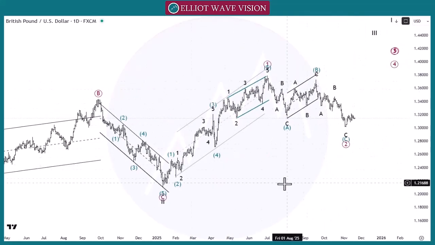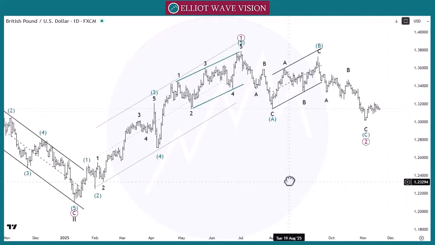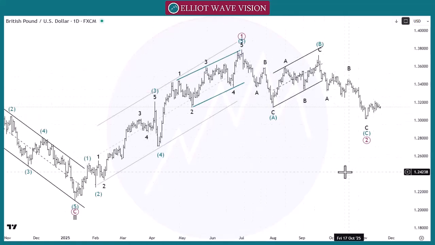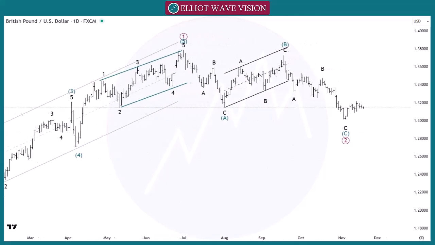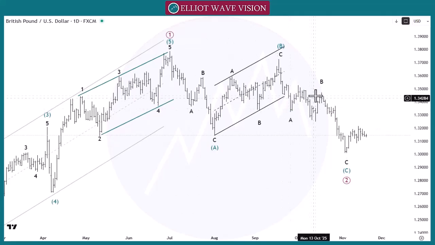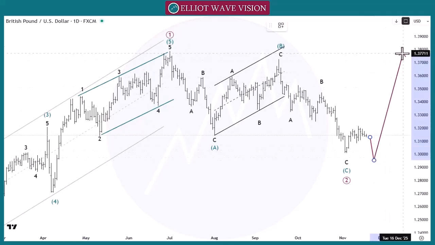So at this point in British pound, we count this move like wave 1, wave 2, wave 3, 4, 5, A, B and C. Or that's possible here. This wave C may still be in play. Like wave A, wave B, and now we count this move wave 1, wave 2, wave 3, wave 4, and the market goes towards this next number below 1.3. Then the market will go towards the bullish side.